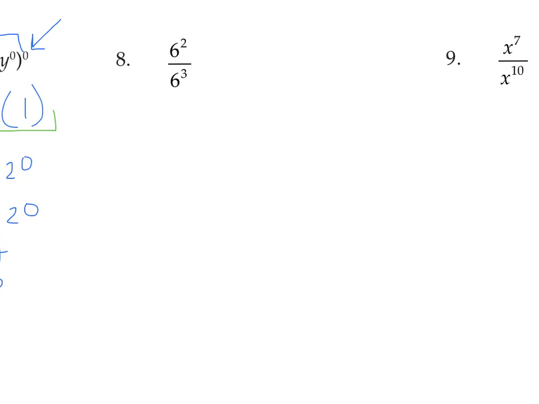All right, on number 8, we have 6 squared over 6 cubed. We can treat these as factors, 6 times 6, 6 times 6 times 6. When we reduce them off, we just have this 1/6 left, but it's in the denominator. So in the numerator, we have a 1.